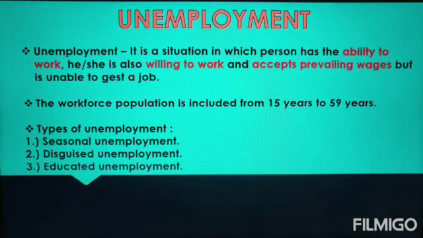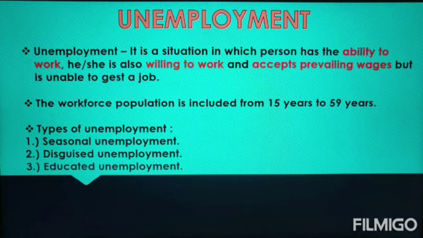And then we studied about unemployment, that it is a situation when people who are willing to work, have ability to work and are ready to accept the prevailing wages but are still not getting a job. After that, we studied about types of unemployment. So students, there are 3 types that you have to study, that is seasonal, disguised and educated. And out of these, the first 2 are mostly found in rural areas and educated unemployment is most likely to be found in urban areas.